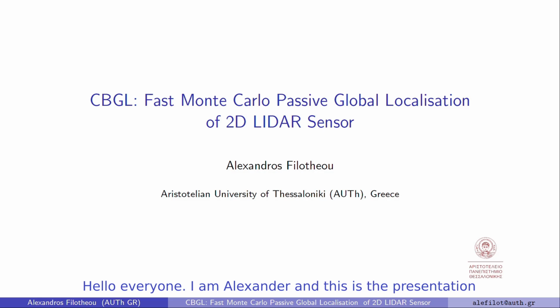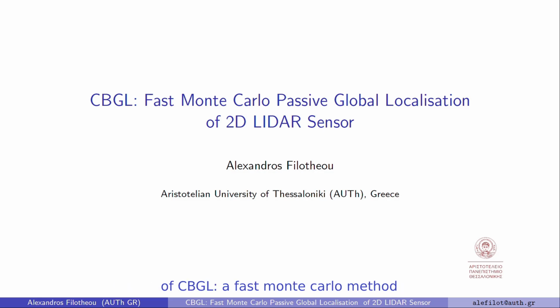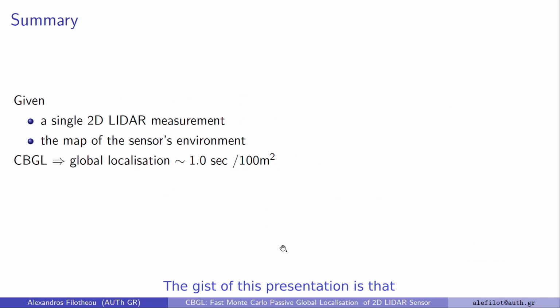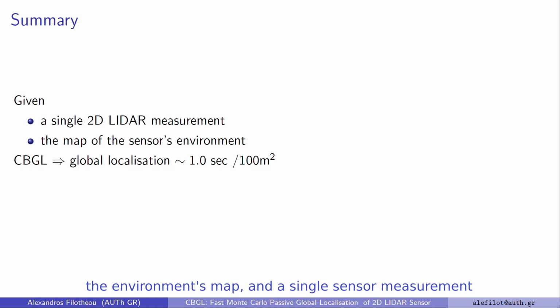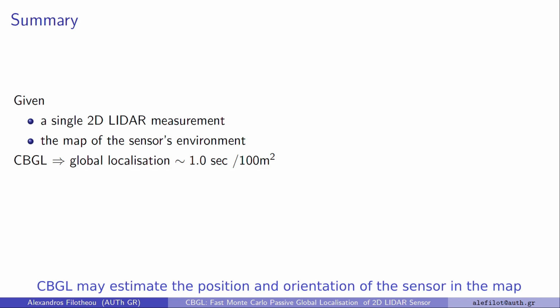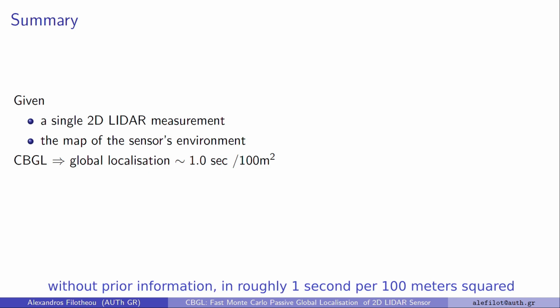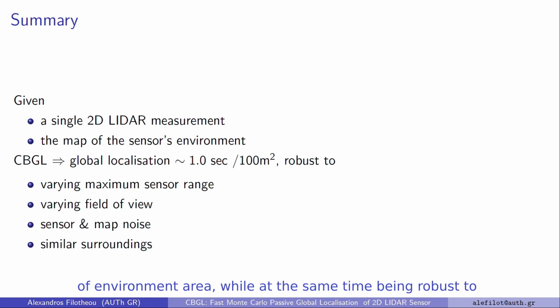I am Alexander, and this is the presentation of CBGL, a fast Monte Carlo method for solving the global localization problem with a 2D LiDAR sensor in a 2D map. The gist of this presentation is that if you have a 2D LiDAR placed in any environment, the environment's map, and a single sensor measurement, CBGL may estimate the position and orientation of the sensor in the map without prior information in roughly 1 second per 100 meters squared of environment area, while at the same time being robust to varying maximum sensor ranges, its field of view, input noise, and repetitions of map portions.